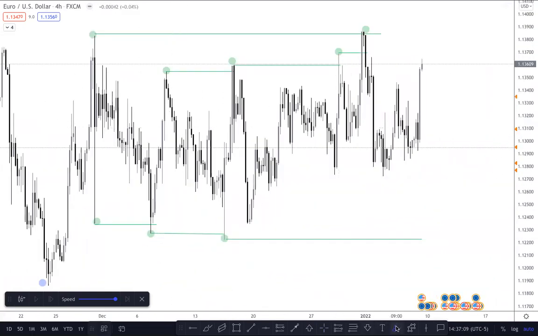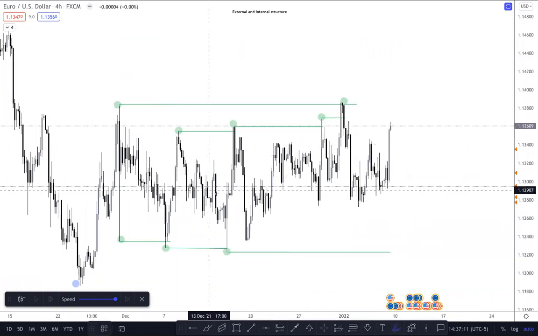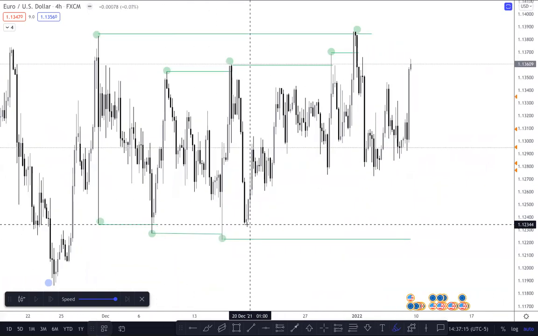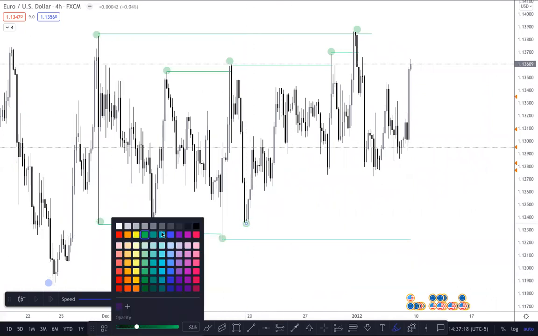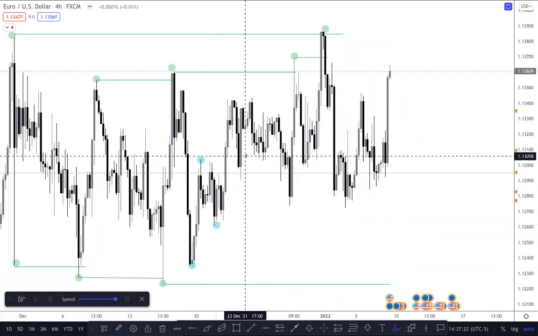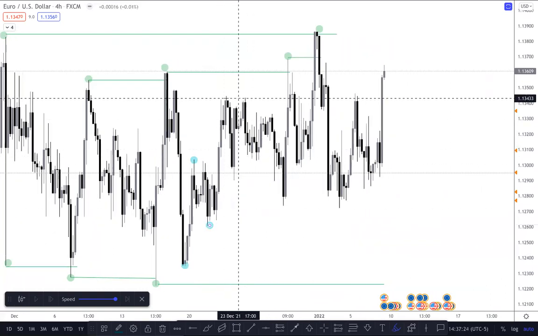So in order to do that, I will change my colors. I like to have green as my external structure for the 4-hour. I also like to have teal, a lighter blue, as my internal structure for the 4-hour time frame.